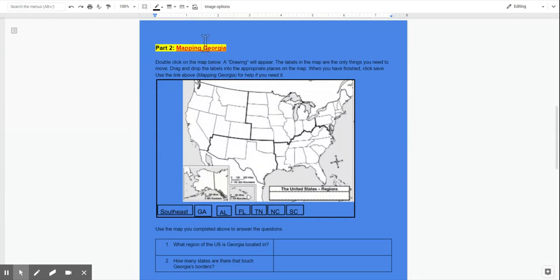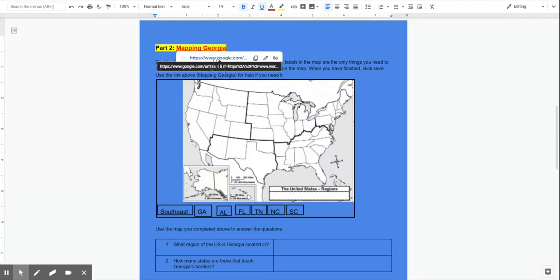All right, so let me scroll back down, mapping Georgia. So there's a link in case you need that assistance. But we don't need that. Let's go ahead and get started. The labels in the map, you need to label. You get that, right? Great. My video time is super limited, so let's get started. You're labeling each of these states as well as where the Southeast region is. You should have no problems doing this, okay? And if you don't know for sure, use a map. I'm not actually going to double click. I'm not actually going to organize any of these.